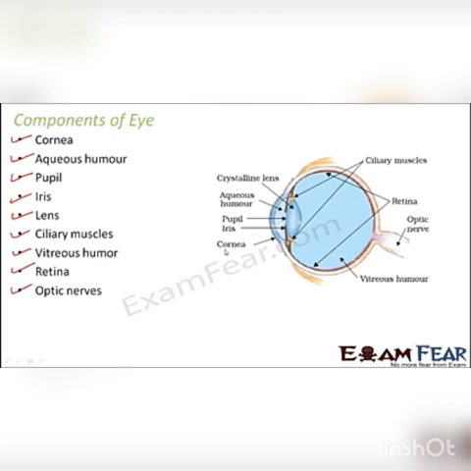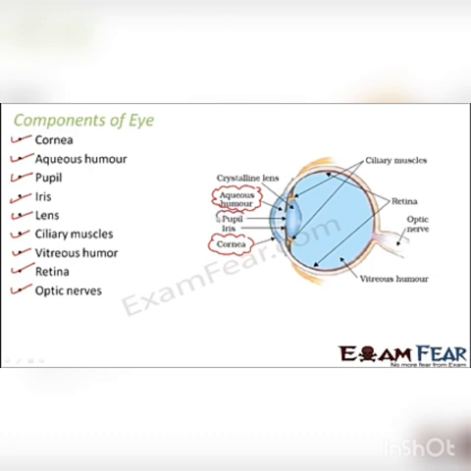So first let us look where they are located. First is the cornea. The cornea is like the outermost layer. As you can see here, this outermost layer is the cornea. Next is the aqueous humor. The name itself suggests aqueous, something watery. So the watery fluid which is present here, that is aqueous humor.